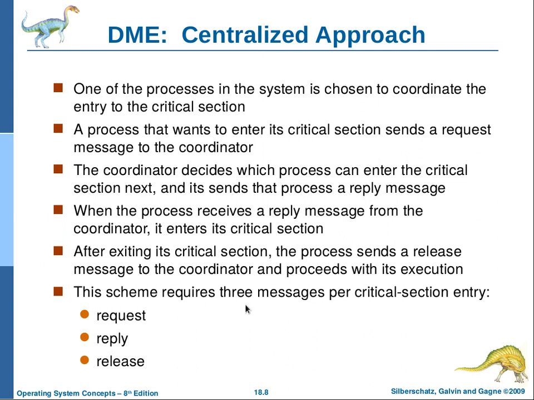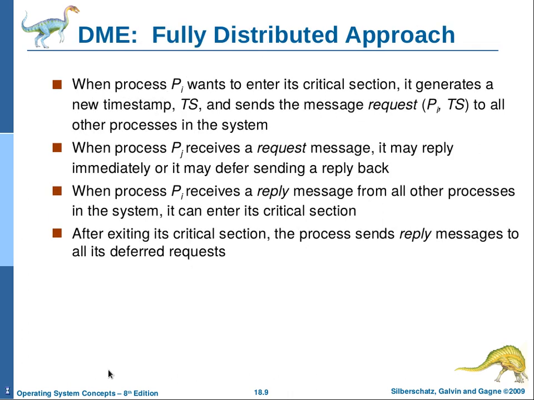In the book, they say the scheme requires three messages per critical section. You request, and then you get a reply from the keymaster saying grant. Or another way to do it is you request and then you wait for a reply, and the keymaster doesn't send a reply until you can be granted, and then you have to send back a release at some point.